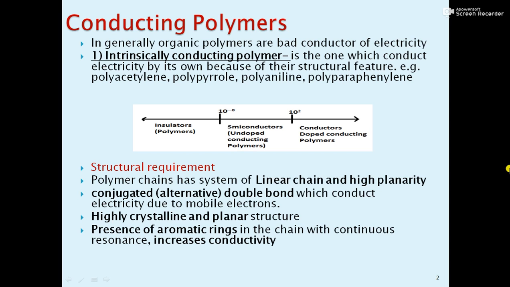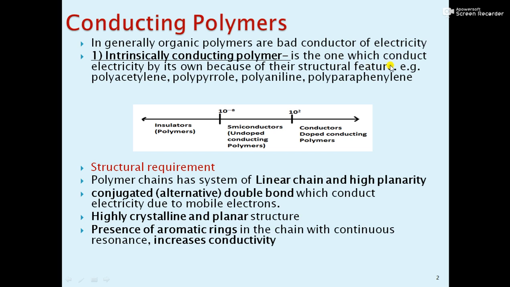So conductivity in polymers is observed because of different reasons which include planarity and conjugation. So according to that, they can be categorized into different categories. Before that, as we know, normally organic polymers are bad conductors of electricity, but there are a few conducting polymers. So how do we categorize them? We categorize them into three parts. The first is the intrinsically conducting polymer, ICP, or conjugated pi electron conducting system.